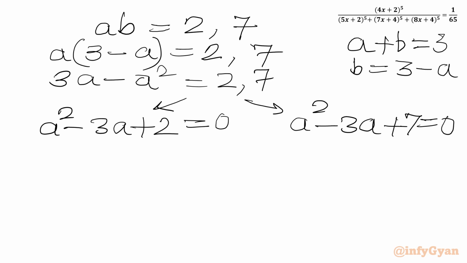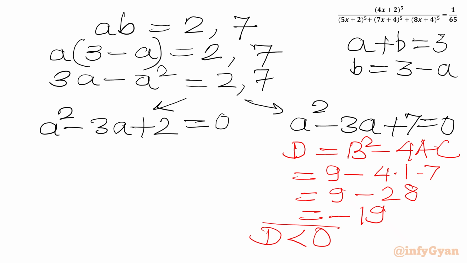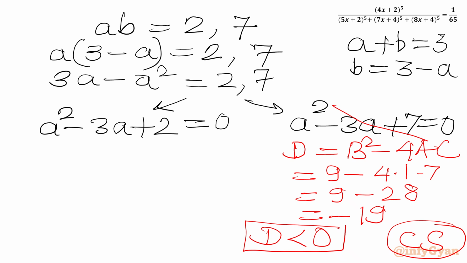Now for the second quadratic equation, I will check the value of discriminant as per formula b square minus 4ac. So b is negative 3 here. Its square will be 9 only, minus 4 times 1 times 7. This will come out 9 minus 28. Value will be equal to negative 19. Once discriminant is negative, we'll be getting complex solutions. So this quadratic we can reject.